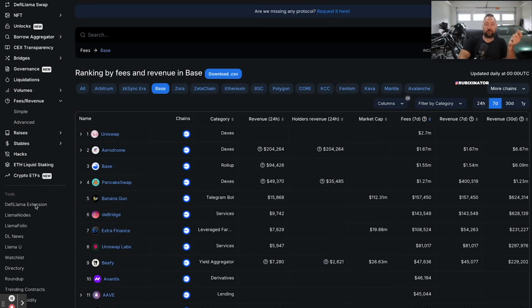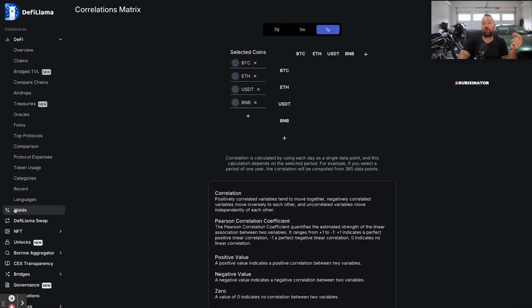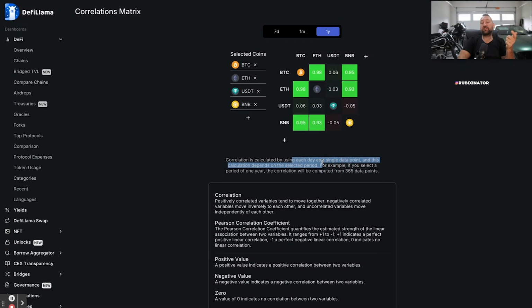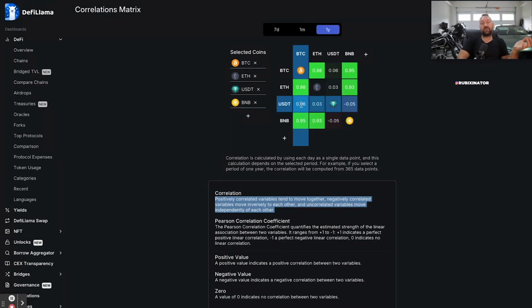And finally, on the left here, hidden way at the bottom, we have the correlation matrix. What is correlation? Correlation is calculated by using each day as a single data point, and this calculation depends on the selected period. Basically, positively correlated variables tend to move together. The closer to one we are, the more correlated they are. So if one moves up, the other moves up with it. One would be a perfect score, and -1 would be a horrible score, and 0 is basically neutral.